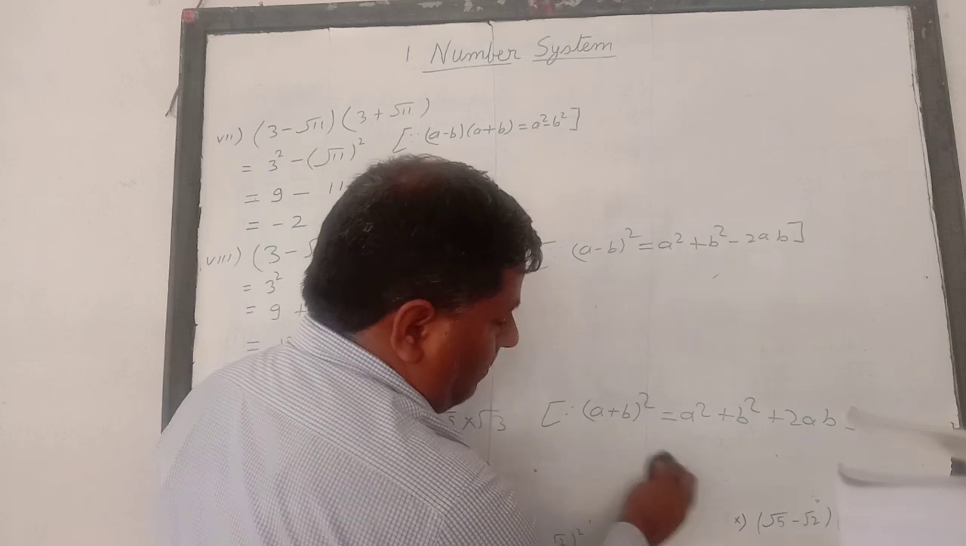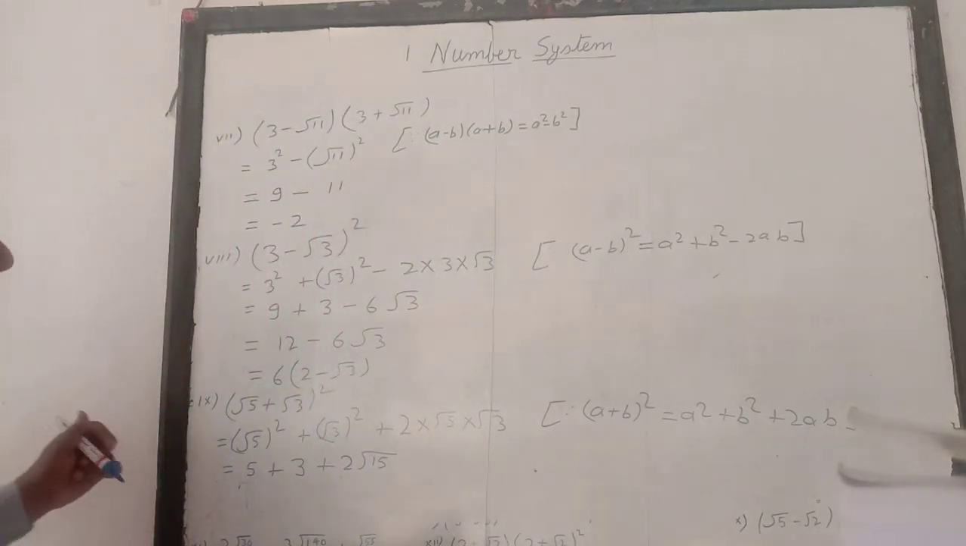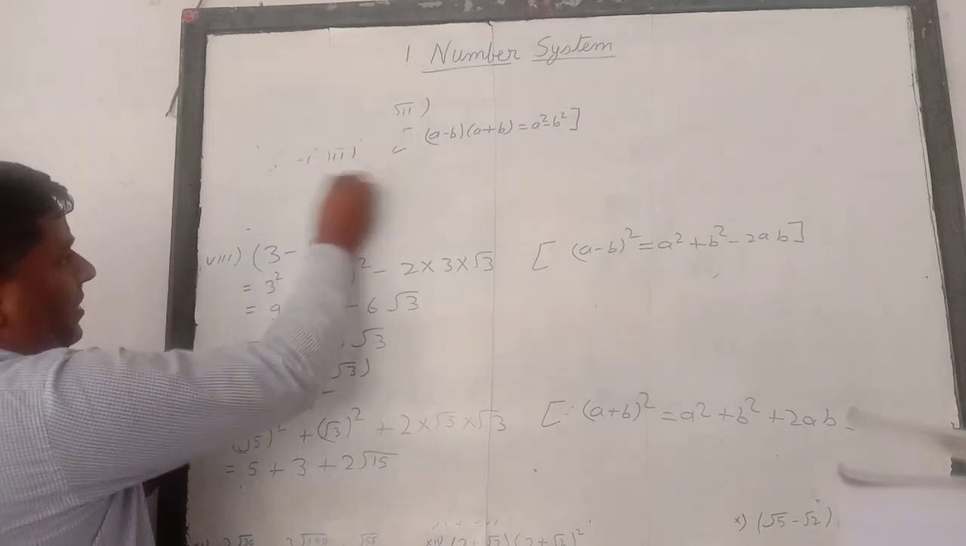Now we have a few more examples. Next is question number 10, that is root 5 minus root 2. So first, write the question again.